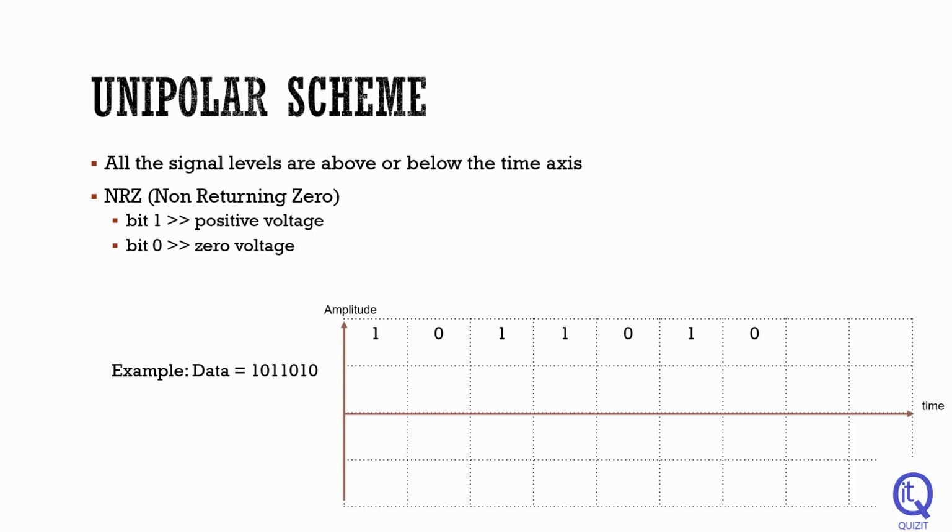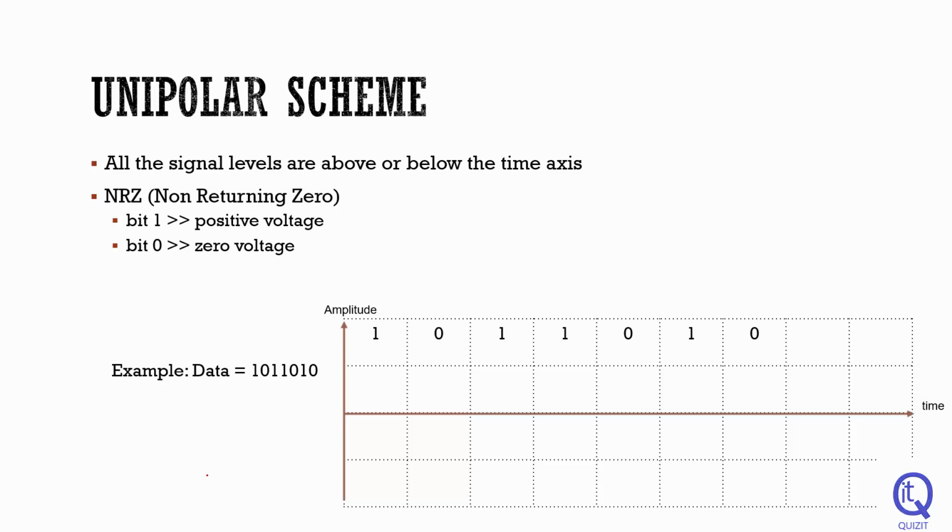Unipolar scheme. All the signal levels in this scheme should be above or below the time axis. And when you draw the signal, you have to consider these two things. When you have bit 1, then you have to mark a positive voltage, and when you have bit 0, you have to mark 0 voltage. Let's see how to draw the signal according to this given data.